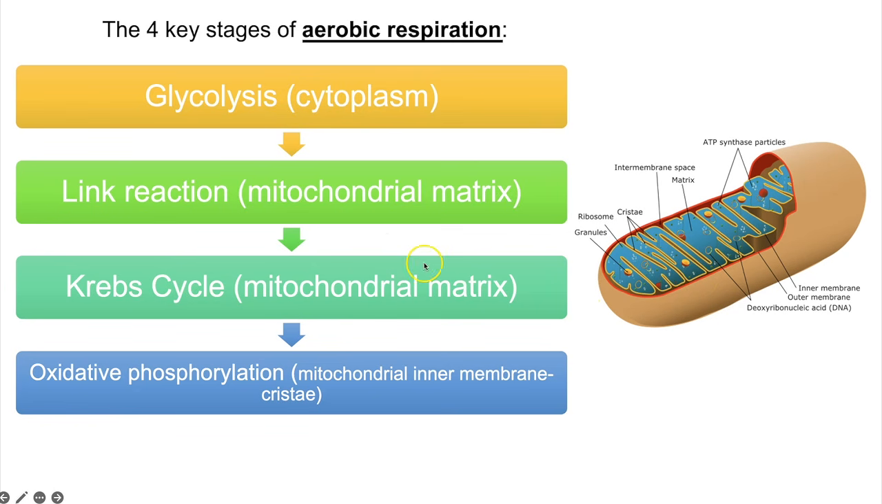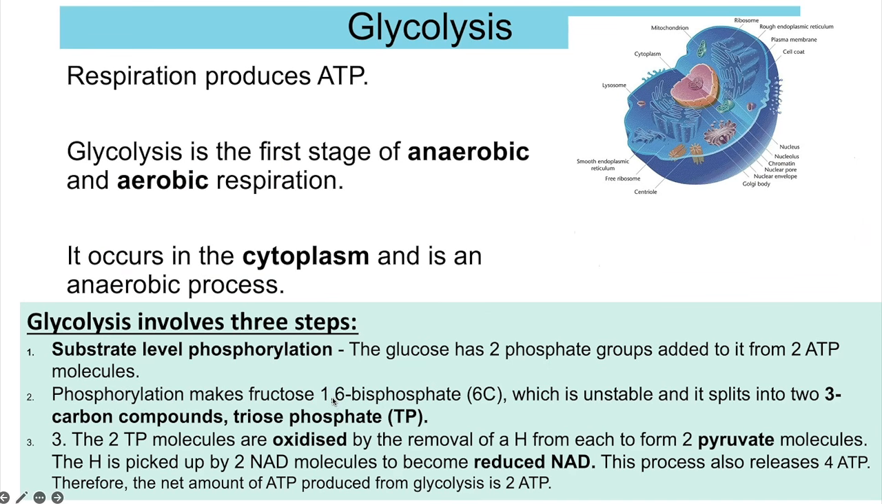The link reaction and the Krebs cycle are within the mitochondrial matrix, which is shown in blue on this diagram, and it's the fluid-filled center. Oxidative phosphorylation, the final stage, happens on the cristae, which is the name for this folded inner mitochondrial membrane shown in yellow. So let's start with glycolysis and the first stage.